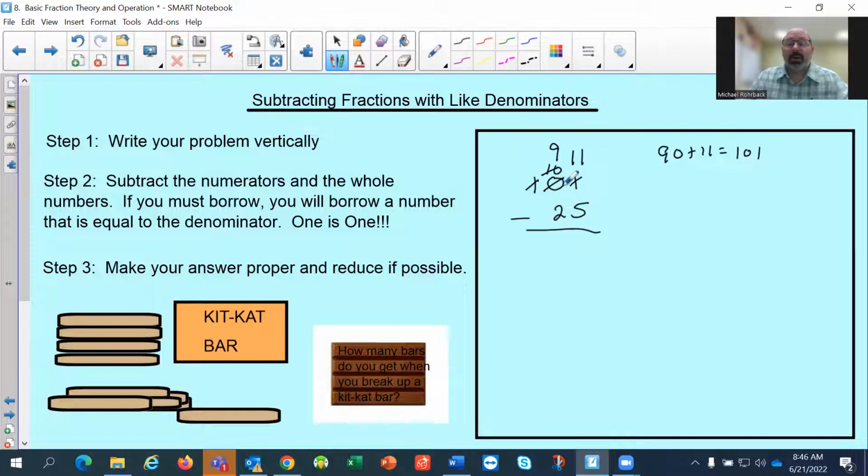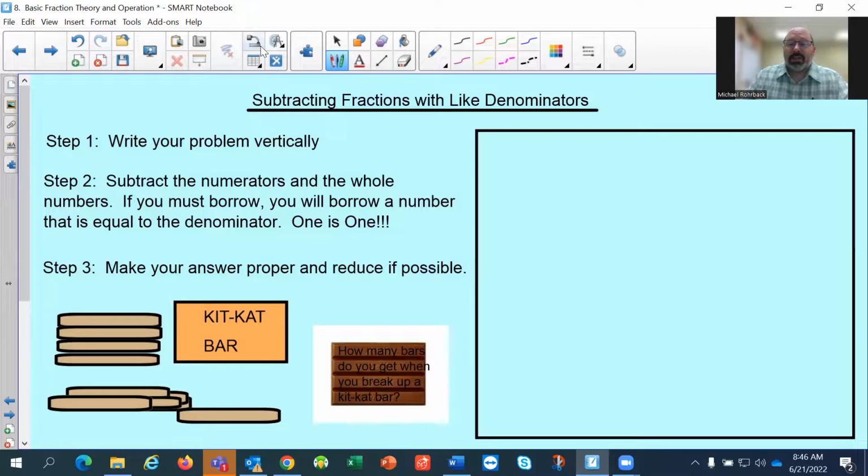So what we did was we took our 101, and essentially we took our $100 bill and cashed it in for 10 $10 bills. Then we took a $10 bill and cashed it in for 10 $1 bills. We still have the same amount of money, but now we can do 11 minus 5 is 6, 9 minus 2 is 7, and we've got our answer.